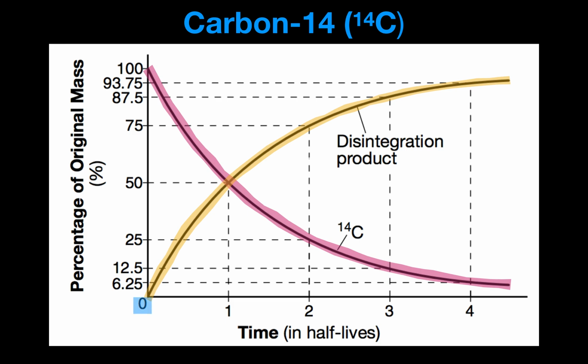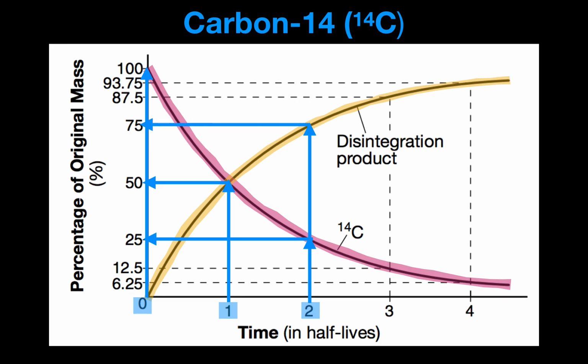So when we are at time 0, when no time has passed at all, we can see that our disintegration product is at 0%, and our carbon-14 amount is at 100%. But now, after one half-life goes by, look at what happens. We have 50% of both carbon-14 and nitrogen-14. After another half-life goes by, that carbon-14 is cut in half again, so that turns into 25% carbon-14, and now we have 75% of nitrogen-14. So this is just another way of getting the same information off of a graph.